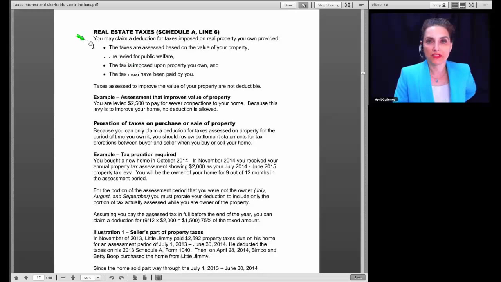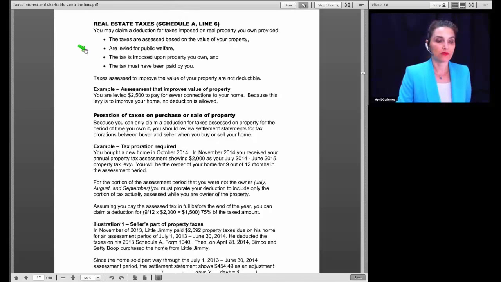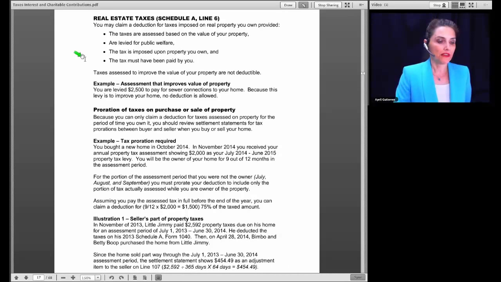We're now going to move on to the next line of the Schedule A, and that takes us to line 6, where we figure the deduction for real estate taxes paid. And you can claim a deduction for taxes imposed on real property that you own, provided the taxes are assessed based on the value of your property, that they are levied for public welfare, the tax is imposed upon property you own, and the tax must have been paid by you.